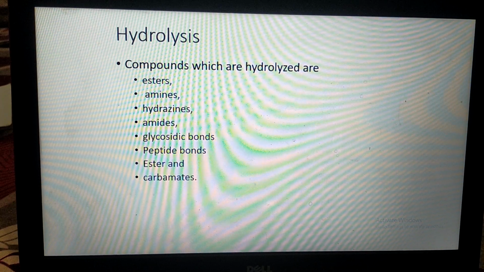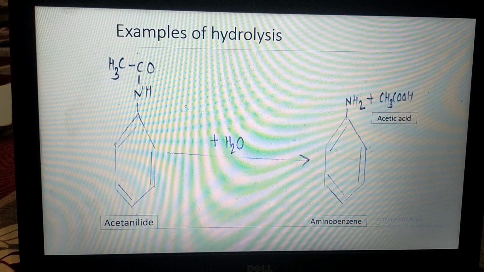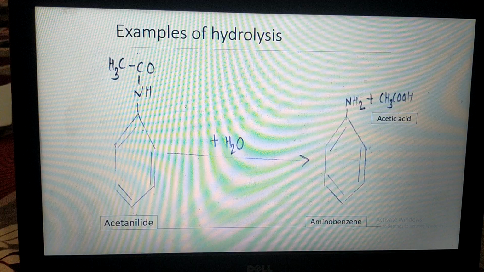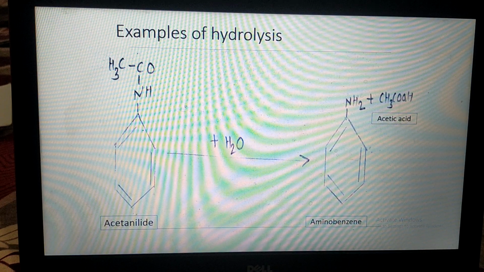For example, esters, amides, hydrazines, glycosidic bonds, peptide bonds, ester bonds and carbamates. Now this is the first example of hydrolysis where acetanilide is converted into aminobenzene and acetic acid, and I have told you the substrate is broken down into two by addition of a water molecule.